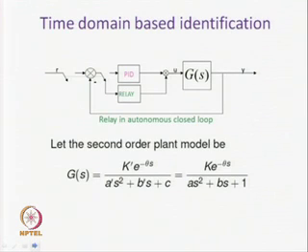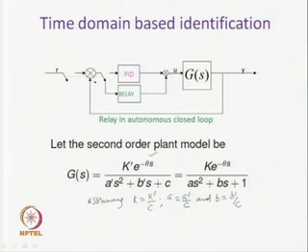Often it is given in the form of a transfer function model G(s) = k' e^(-θs) / (a's² + b's + c'), which again can be converted to the form k e^(-θs) / (as² + bs + 1), assuming k = k'/c, a = a'/c and b = b'/c.